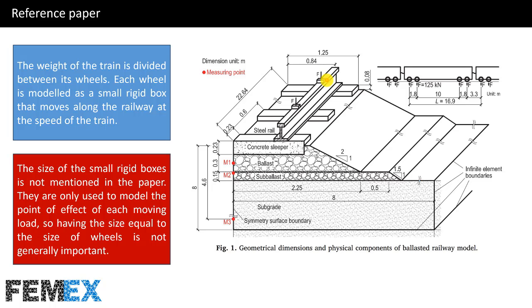The size of the small rigid boxes is not mentioned in the paper. They are only used to model the point of effect of each moving load, so having the size equal to the size of wheels is not generally important.